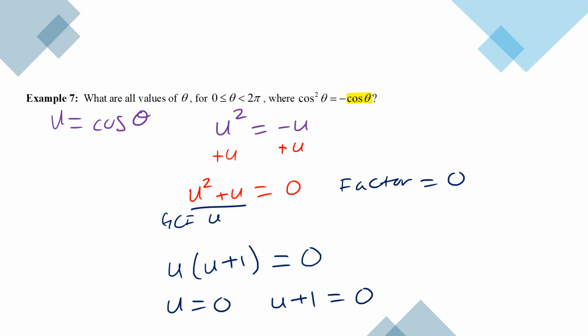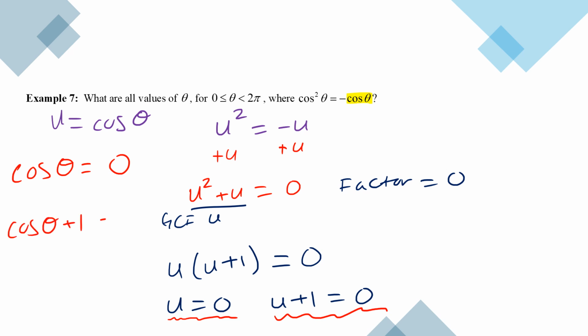It's cosine. So now that you're down to this, you can plug cosine back in. So you're asking yourself, when does cosine theta equal 0? When does cosine theta plus 1 equal 0? This becomes cosine theta equals -1. So on your unit circle, when does cosine theta equal 0? And when does cosine theta equal -1? That's what you're asking yourself.